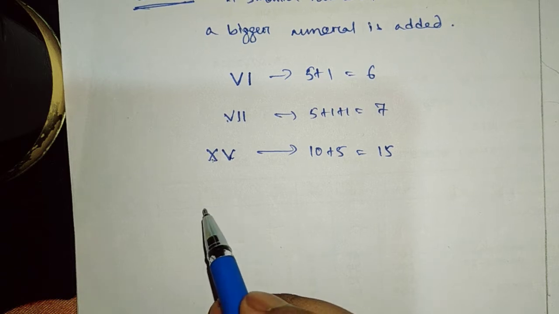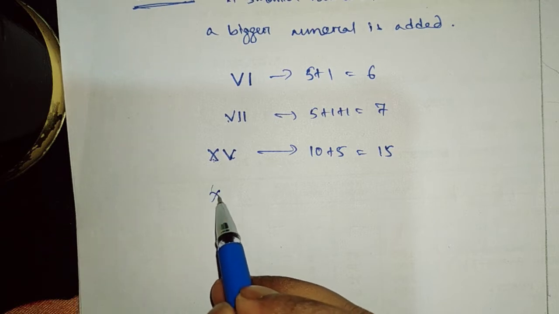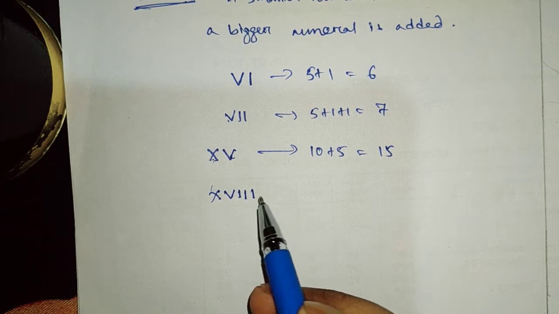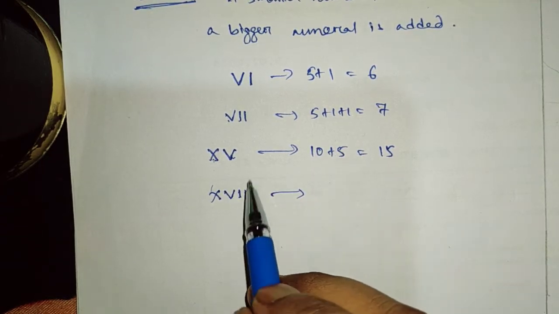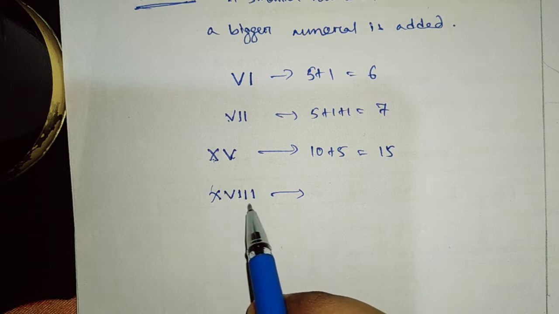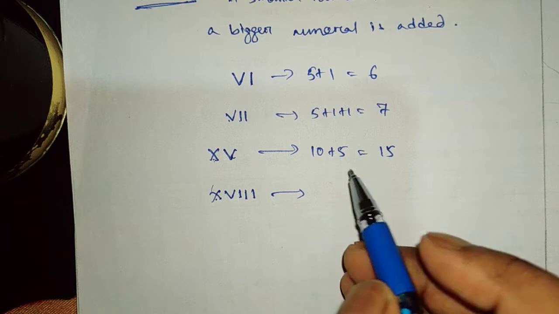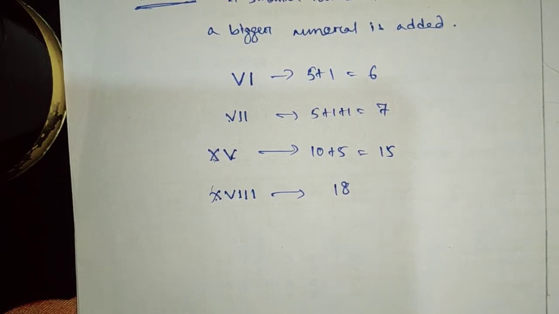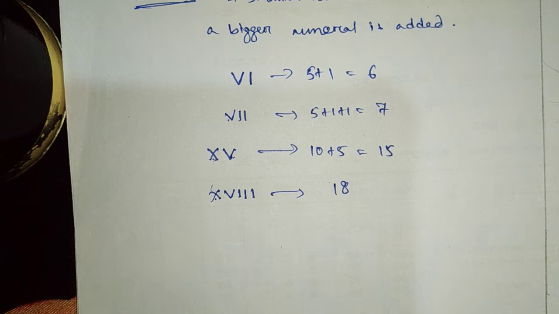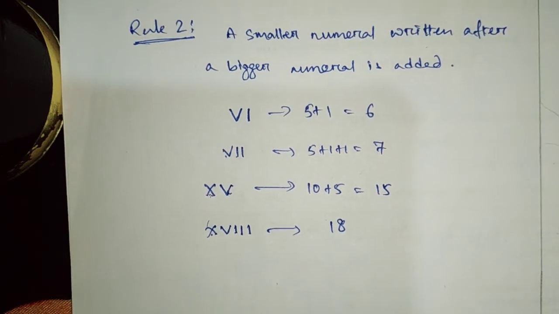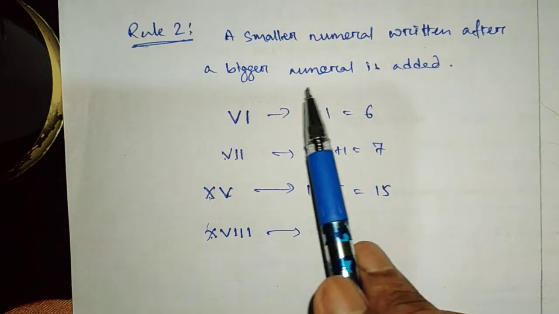How will we write 18? 18 will be X, 10, plus 5 plus 1 plus 1 plus 1. There's no other way. This is our 8. 8 is after 10, so 10 plus 8 is 18. So that means a smaller numeral written after a bigger numeral is added.